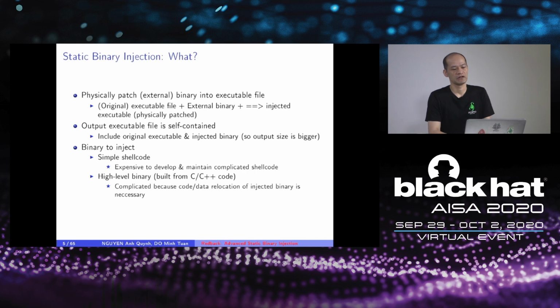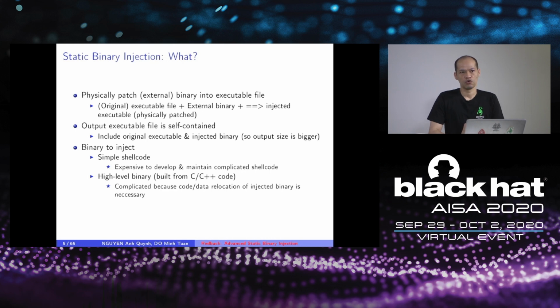Let's talk about static binary injection. Static binary injection is a technique to physically patch external binary into an executable file. At the beginning, we have an original executable file and some external binary. We inject the external binary into the original executable file, and as the output, we have the new output executable file, which includes all the original executable and also the injected binary. You can see that the size of the output file is bigger than the original executable file.